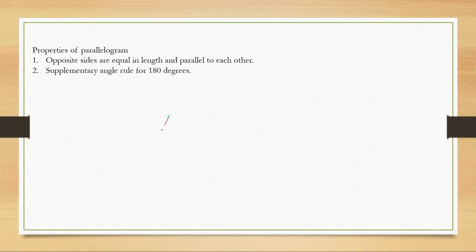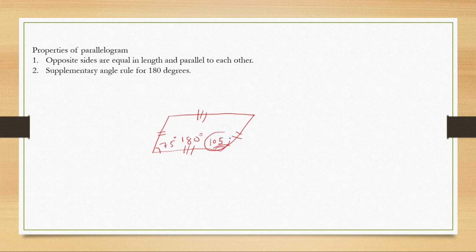A parallelogram has four sides, and opposite sides are parallel to each other and equal in length, and the supplementary angles total 180 degrees. That means if this is 75, this should be 105. So this is the rule of a parallelogram.